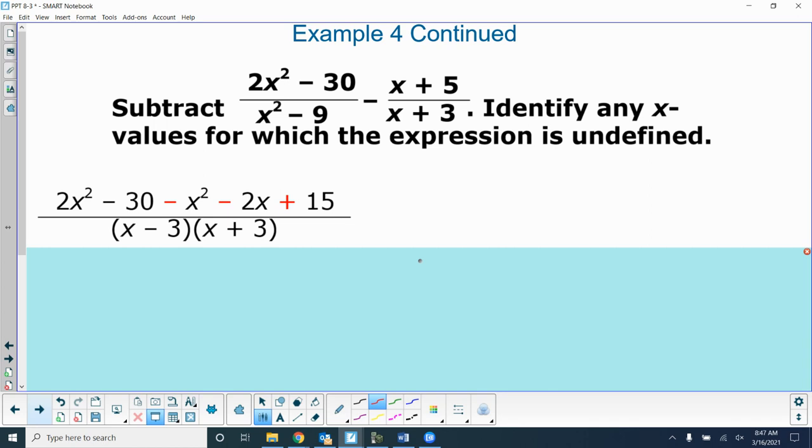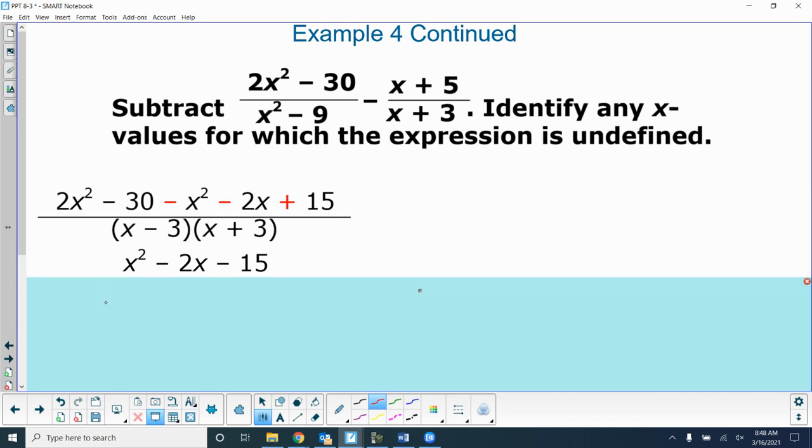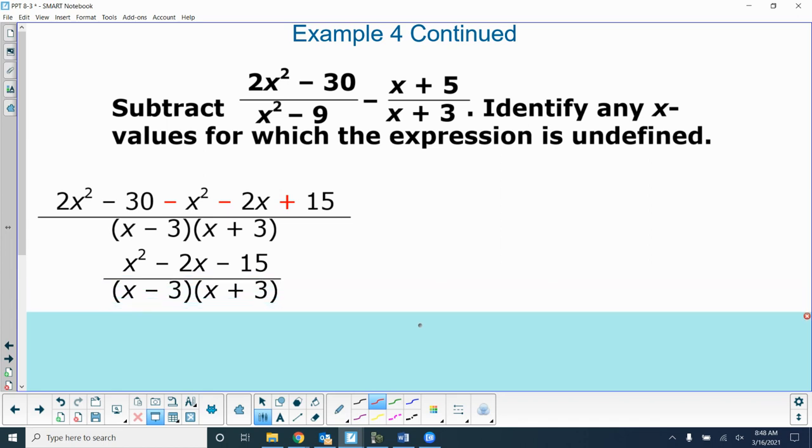Now they're combining like terms. What's 2x squared minus x squared? x squared. What's a negative 30 plus 15? Negative 15. So that's what we have right now.